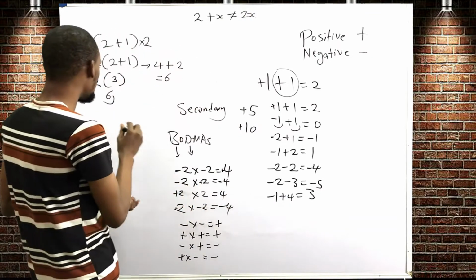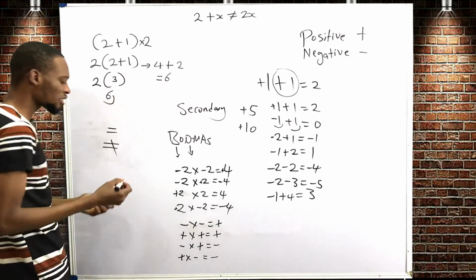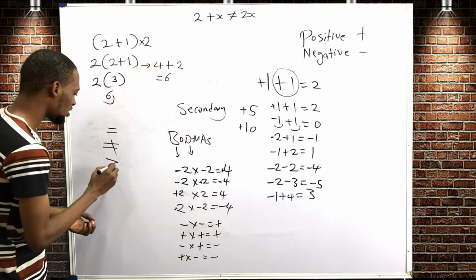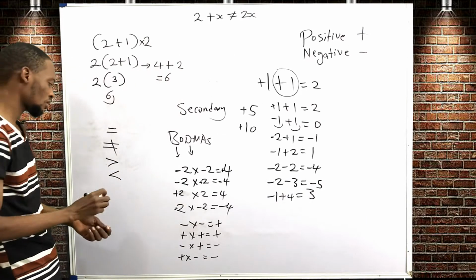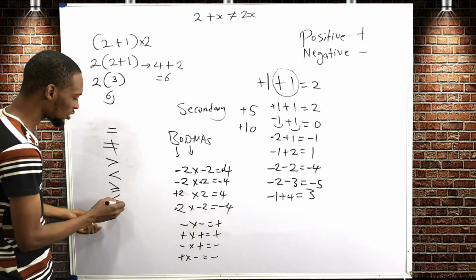Okay, that brings me to this. This means equals to. This means not equal to. This stands for greater than. This stands for lesser than. This is greater than or equal to. Lesser than or equal to.